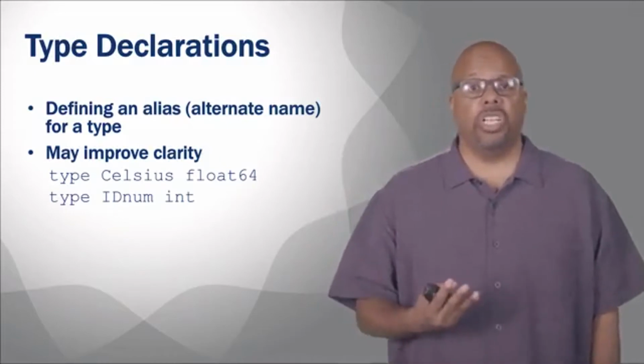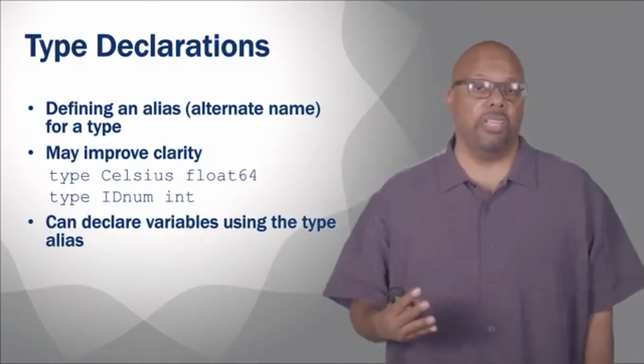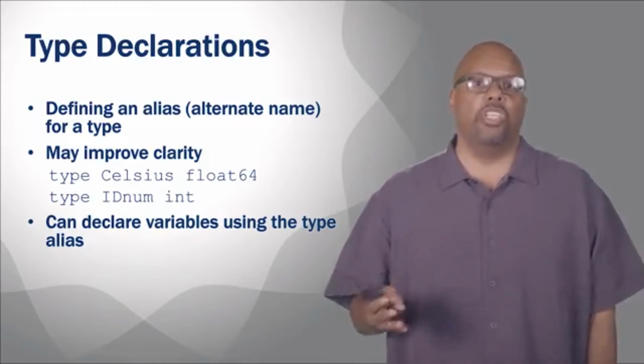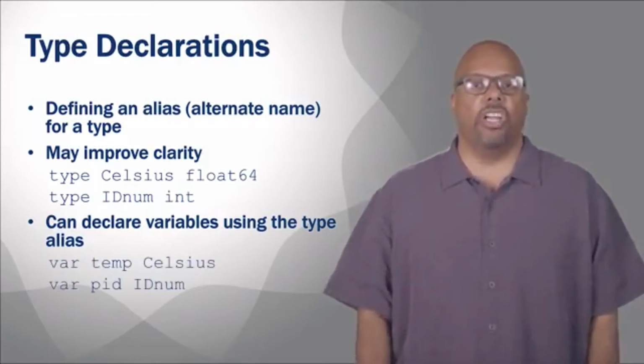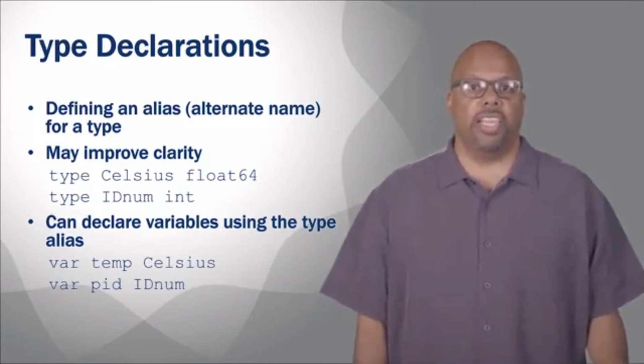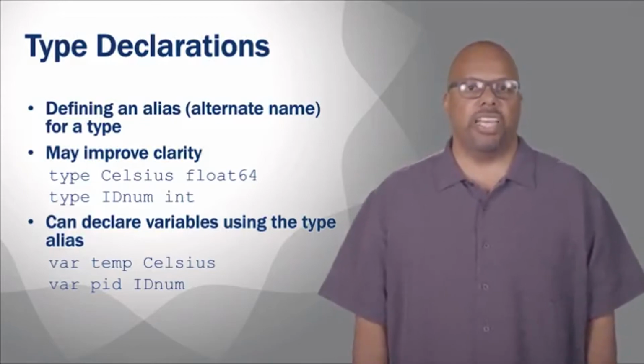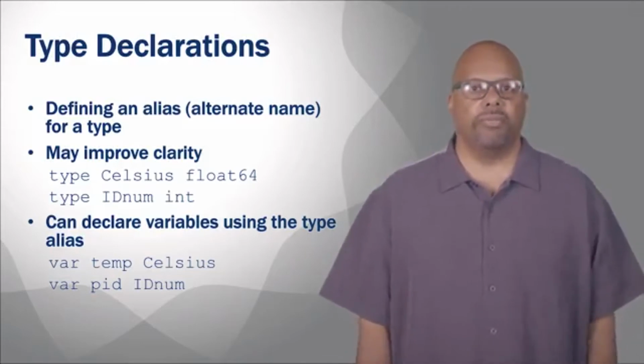So once you declare a type like this, type Celsius float64, type ID num int, you can now declare variables using that alias. So I can say var temp Celsius, right? And now temp is going to be a float64, because float64 is aliased by Celsius. Also var PID ID num. PID is actually an integer, but we call it an ID num, and it makes things more clear.